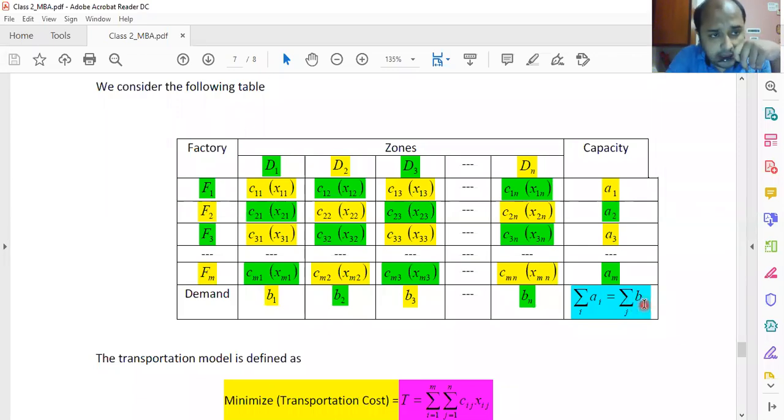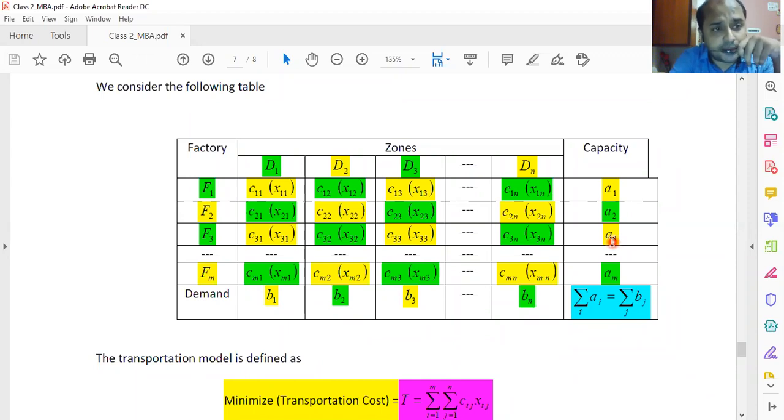Yeah, the answer is yes. But in practice, you may not get so. In some cases, the total factory capacity is greater than the total destination capacity, or the total factory capacity is less than the total destination capacity. In practice, it may so happen. In those cases, I shall term the transportation problem as the unbalanced transportation problem.